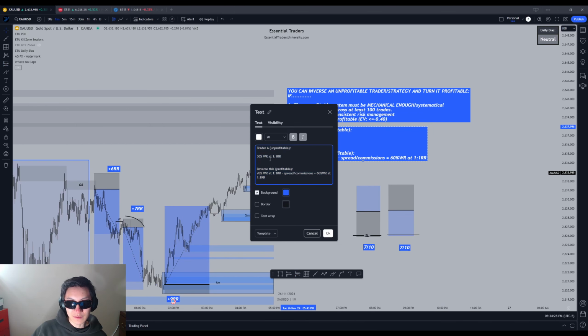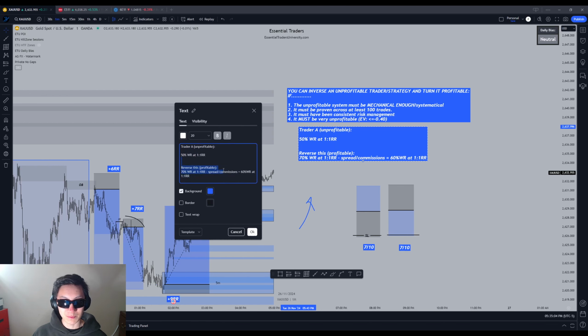Now the thing to be careful about is, this is why I said I would prefer less than or equal to negative 0.40 EV, and why I highlighted very unprofitable. If trader A's system is at like a 50% win rate at 1-to-1, that's going to be unprofitable in the live market, but it's also going to be unprofitable if you reverse it, because you end up with a 50% win rate at 1-to-1. And you guys know that after spread and commissions get subtracted, you will both be unprofitable. So in that case, both traders actually become unprofitable.